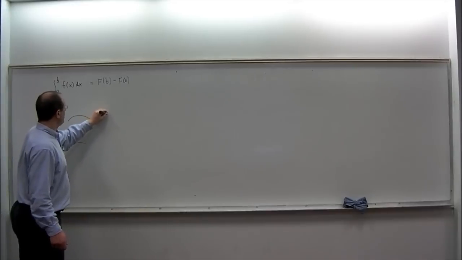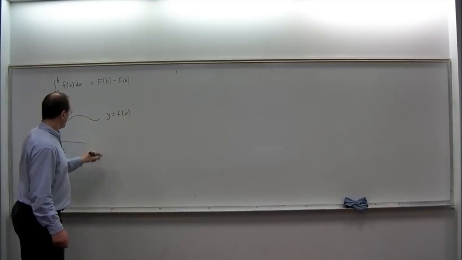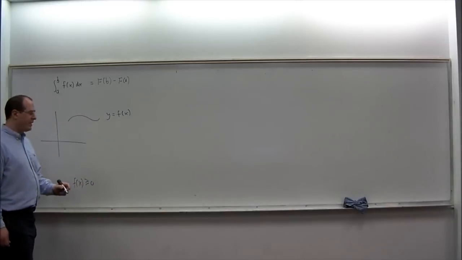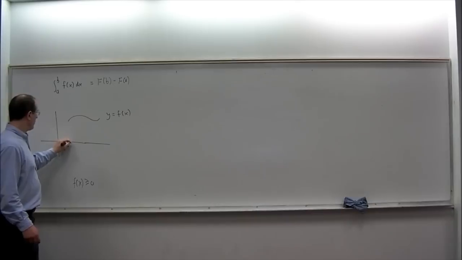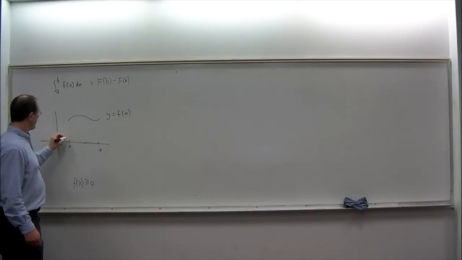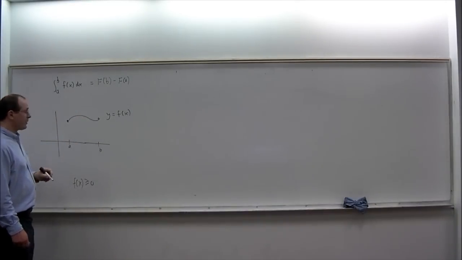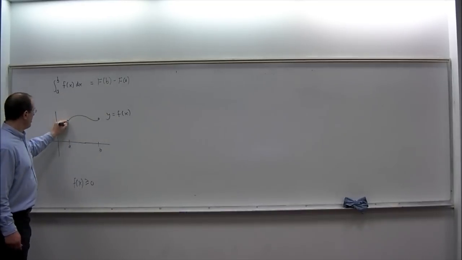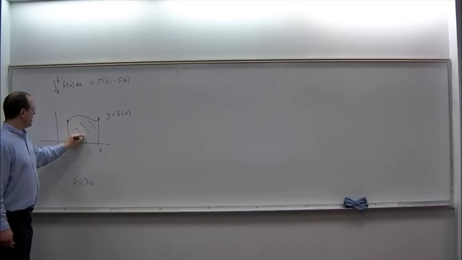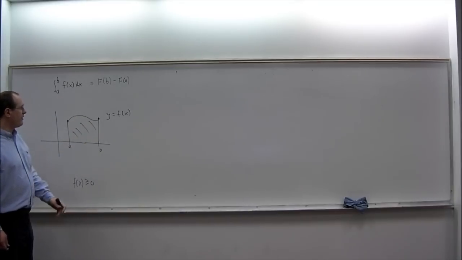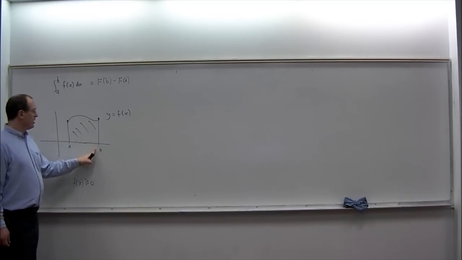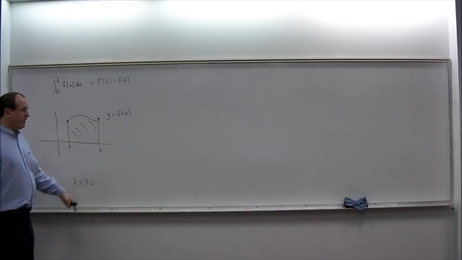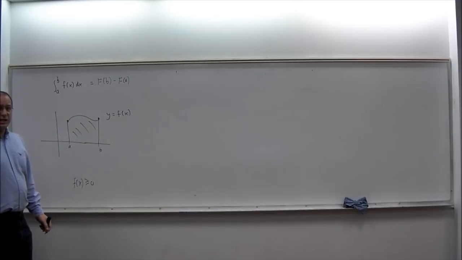So if the function f of x is a positive function, or maybe I'll write non-negative, over the interval from a to b, as we see in the picture here, then when we integrate, this numerical answer is the area between the curve y equals f of x and the x-axis, and between the vertical lines x equals a and x equals b. It's the area of this shaded region.